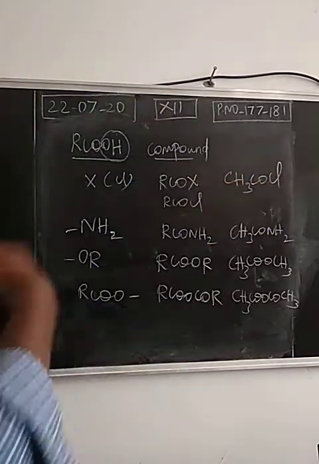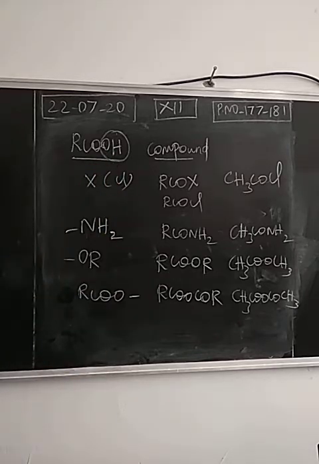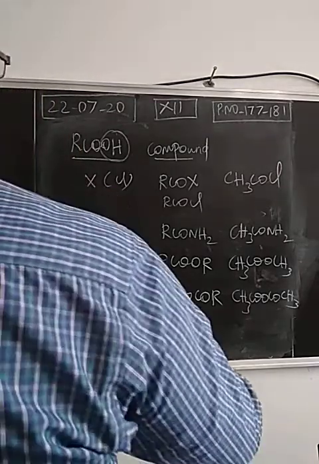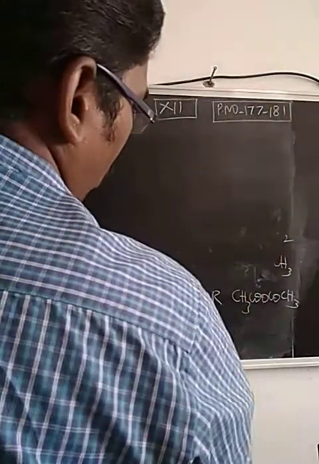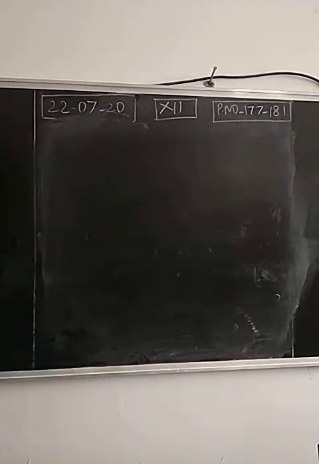So these are all derivatives of carboxylic acids. The functional group is changed by other groups. So this is called a functional derivative of carboxylic acids: acid halide, acid amide, ester, acid anhydride. Next one, what about the reactivity of acid derivatives? From the carboxylic acid, we have obtained some derivatives. What about the reactivity?